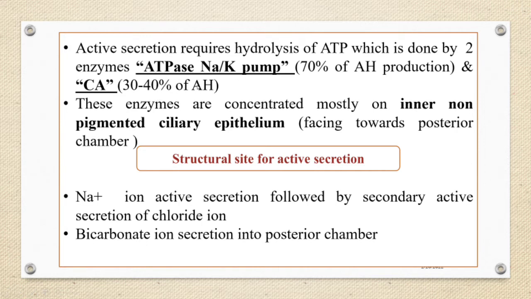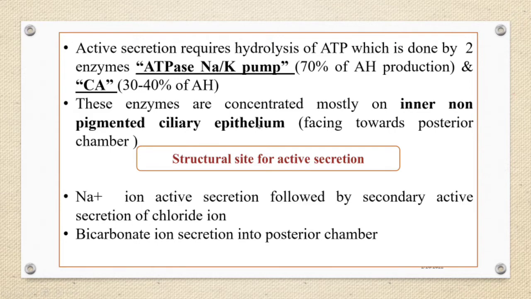So the drugs which are pointed towards the inhibition of these two enzymes will lead to a decrease in the aqueous humor production, and I will explain the different drugs in detail. These two main enzymes are concentrated in the non-pigmented ciliary epithelium.